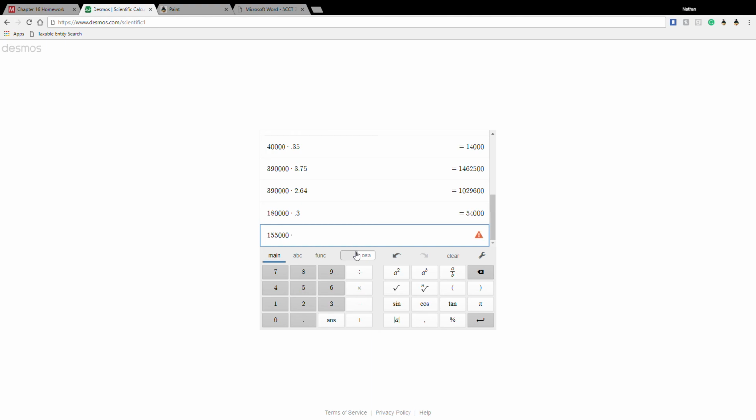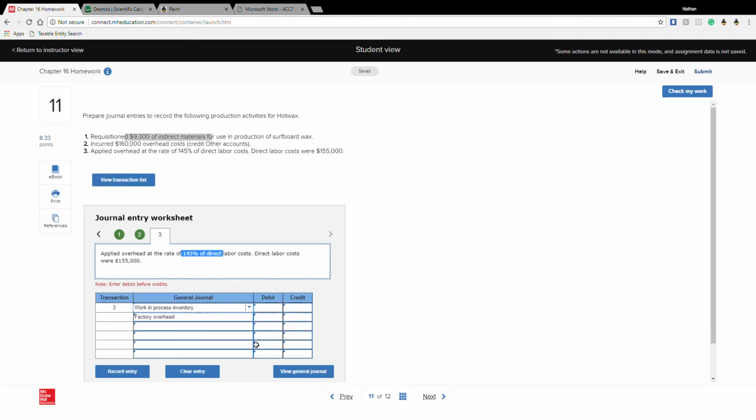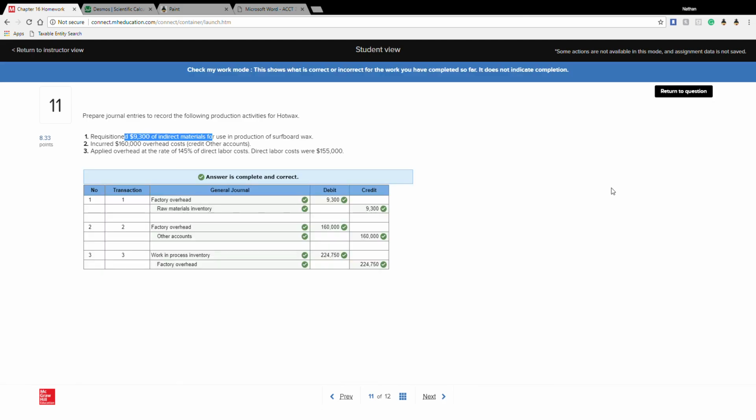So again, on our calculator, we times this. Remember, we still have to convert the percentage to decimal, so 1.45. So it looks like 224,750. 224,750, and let's see what's gonna happen. Yep, everything's good to go.